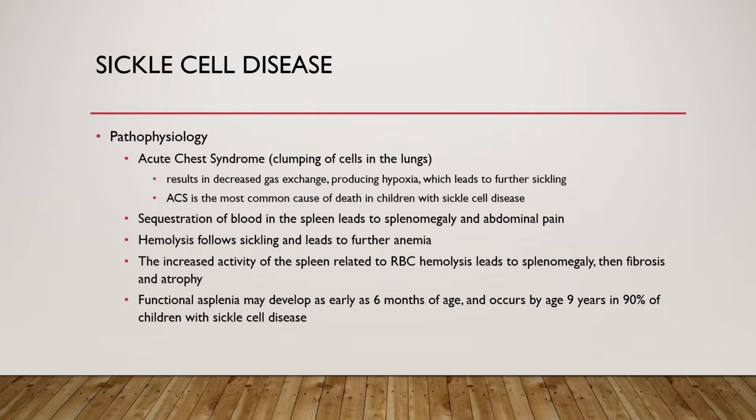Functional asplenia, where the spleen just isn't working the way that it should, can develop as early as 6 months of age, and it occurs by age 9 in 90% of sickle cell disease kids. So this is a really crummy disease.